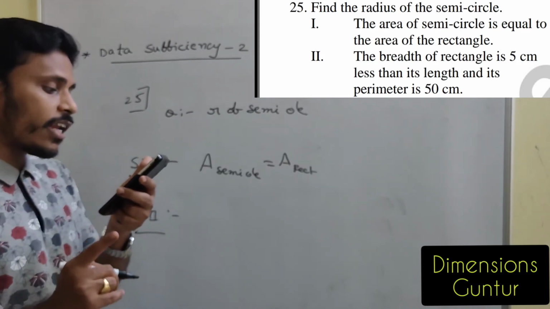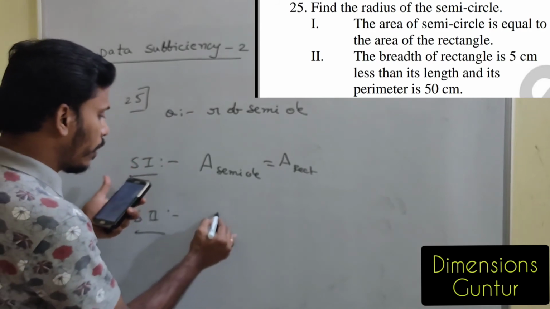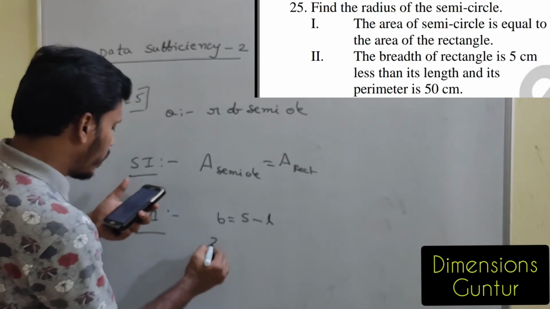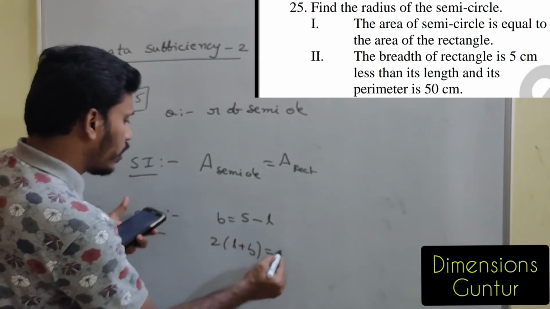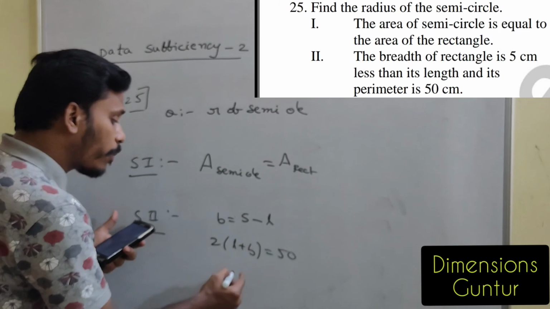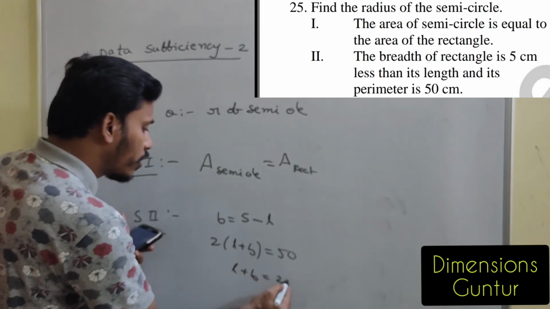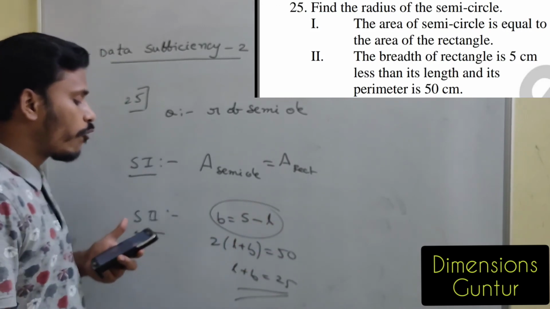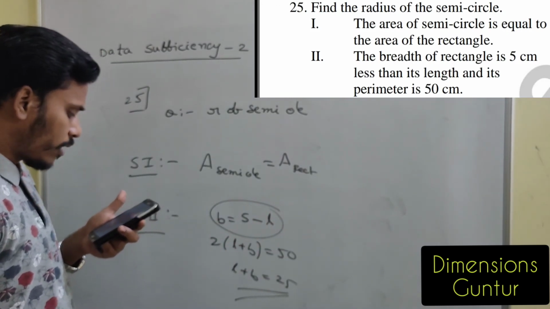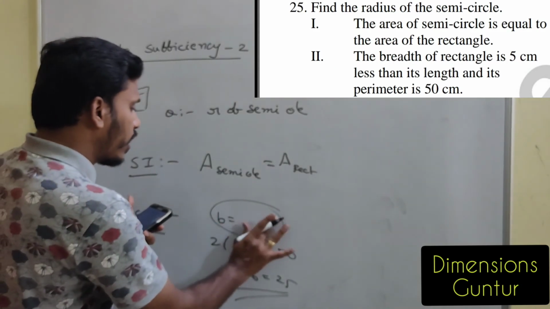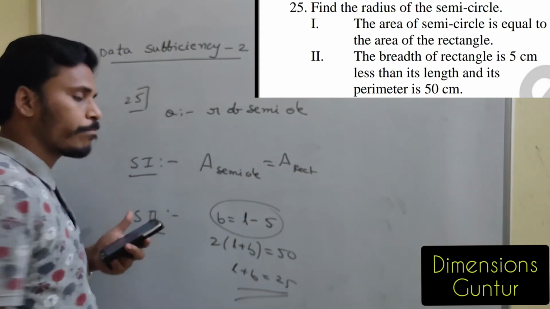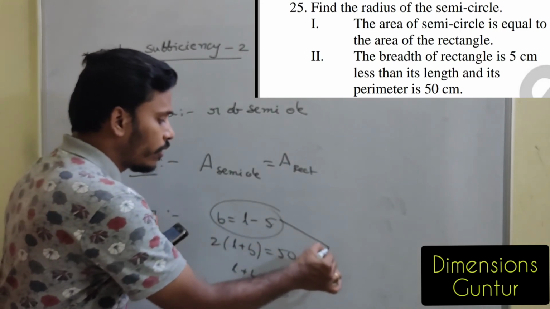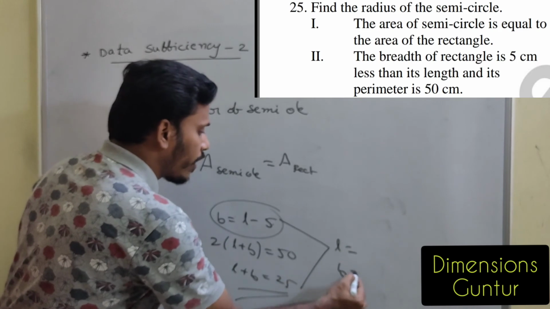The breadth of the rectangle is 5 centimeters less than its length, and its perimeter, 2 times of L plus B, is equal to 50. Since 2 times of L plus B is equal to 50, L plus B is equal to 25. Is it right? The breadth of the rectangle is 5 less than L, so in that sense you need to take it like this: breadth is equal to L minus 5. L plus B is equal to 25. These two statements will give you the values of L and B.